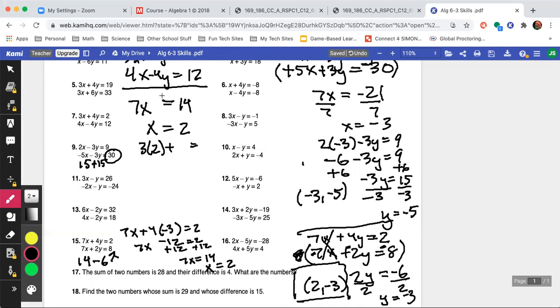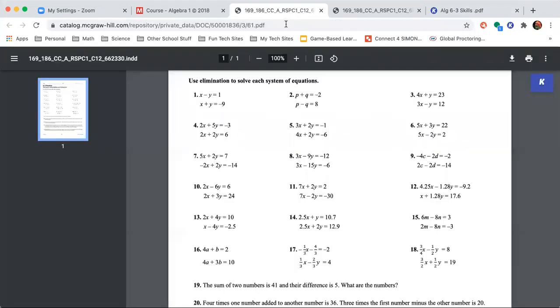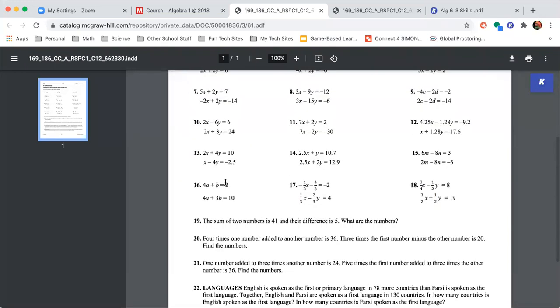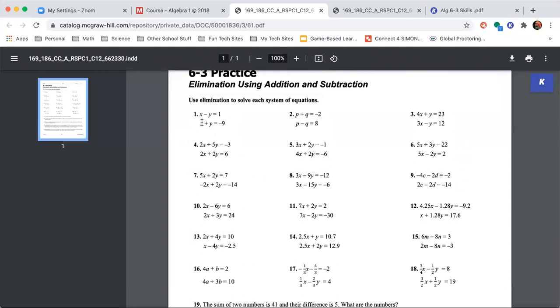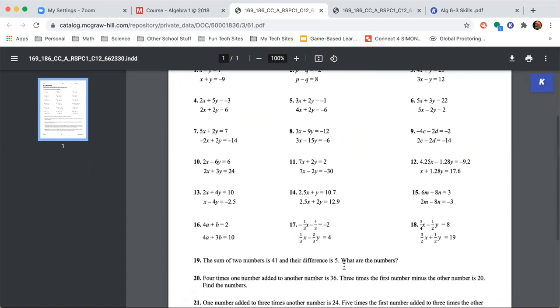And then for the homework, let's see if I can move some things around here and see where the homework is. Let's have you guys just do every other odd again. So we'll do 1, 5, 9, 13, and 17. And don't let 17 throw you off because of the fractions. Because if you look at it, you see that your negative 1/3 and your 1/3 are opposites of each other. So you're just going to add those together.